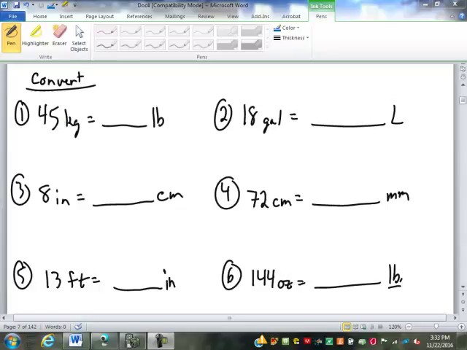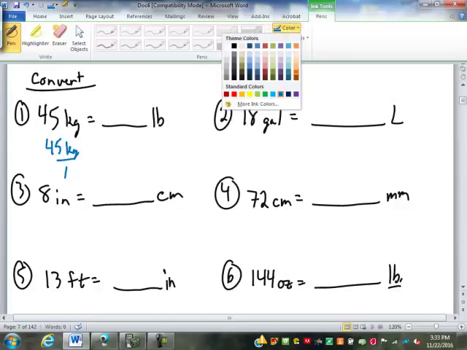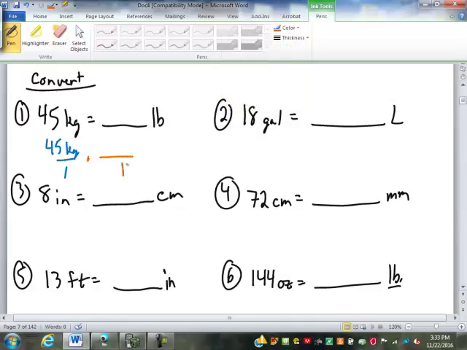Okay, so for our first one here, 45 kilograms going into pounds. Yeah, 45 kilograms over 1. And our conversion factor, kilograms are going to go on bottom, pounds are going to go on top, and our relationship is 1 kilogram is 2.2 pounds. So the kilograms cancel out. 45 times 2.2 is 99 pounds over 1, so it's just 99 pounds.